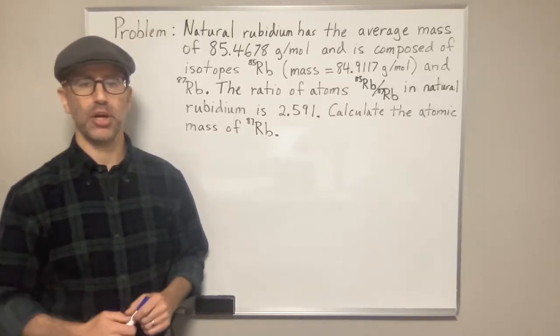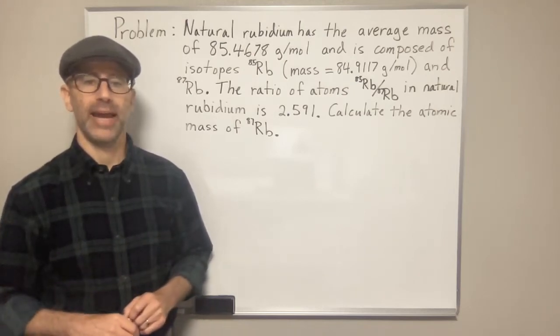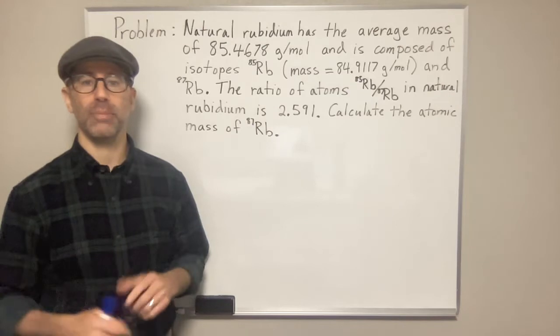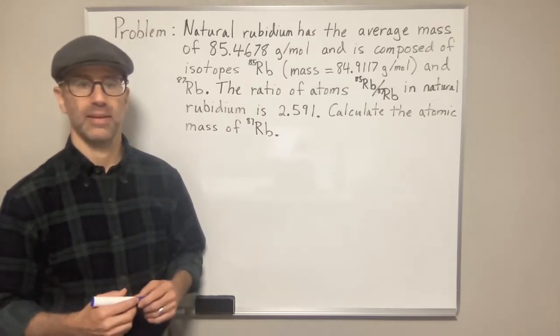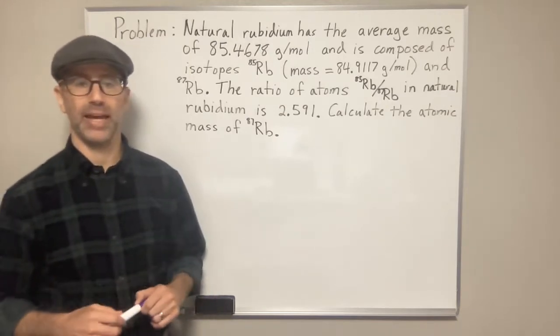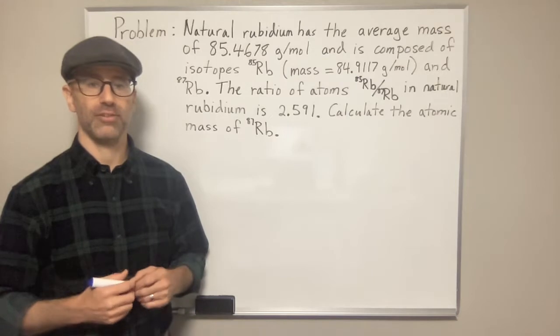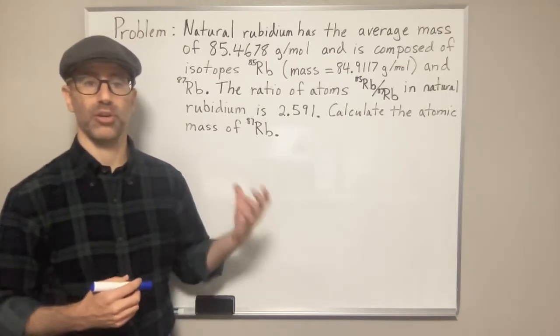Cobalt, and in this video I'm going to show you how to solve a problem that involves the masses and the fractional amounts of different isotopes. In this problem we have natural rubidium, and they're giving us the average mass of natural rubidium. So we're going to use that.